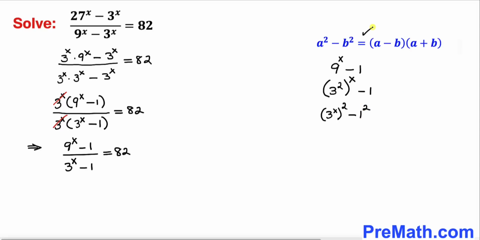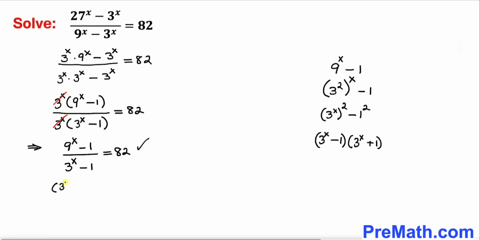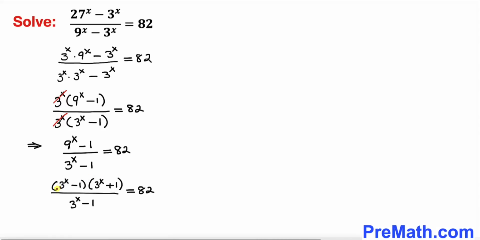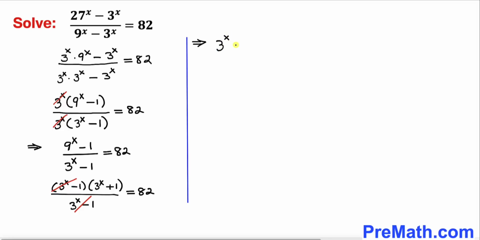And now let's recall this well-known identity, a squared minus b squared, and apply it on this one. So this could be written as (3^x minus 1) times (3^x plus 1). So this equation is going to become, on the numerator, (3^x minus 1) times (3^x plus 1), divided by (3^x minus 1), equals 82 on the right hand side. Now we can see that this factor in the numerator cancels out with this one. So we end up with 3^x plus 1 equals 82.